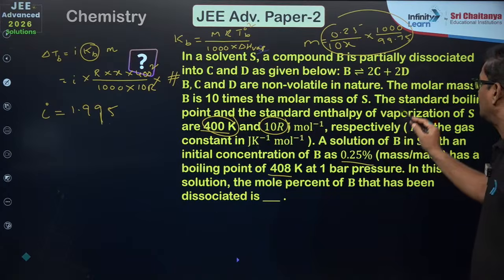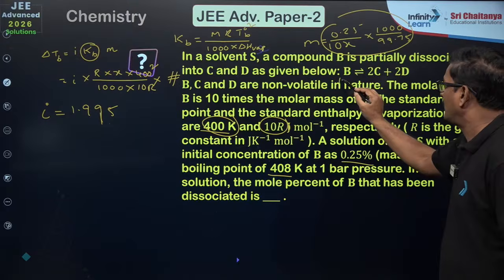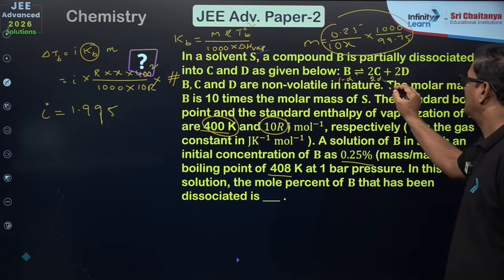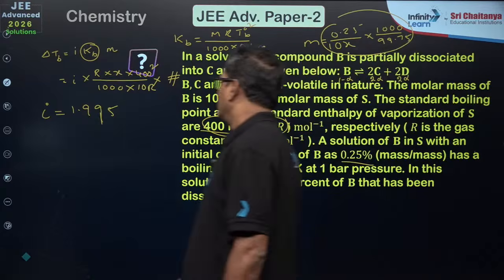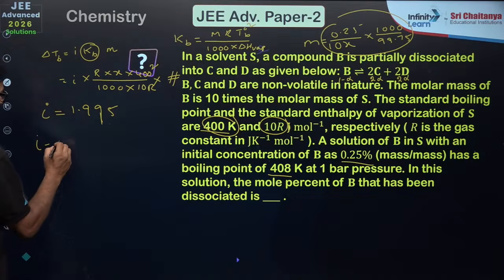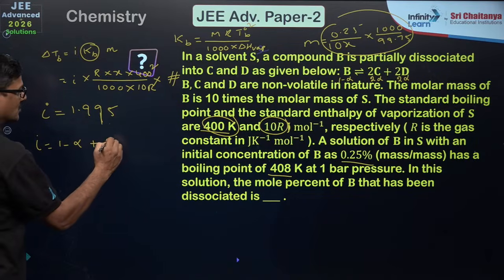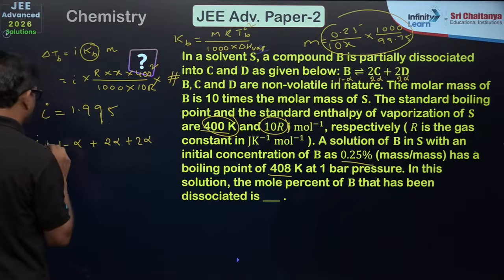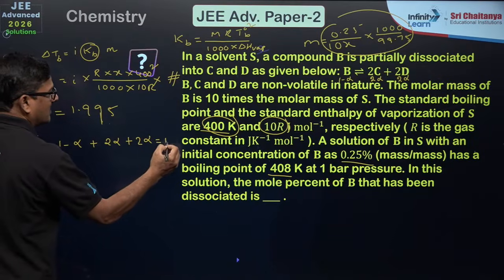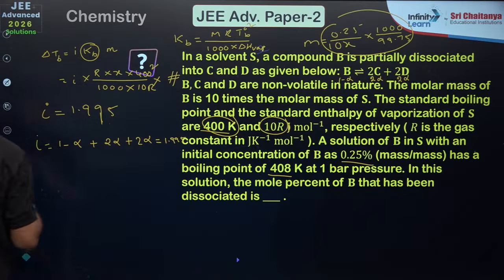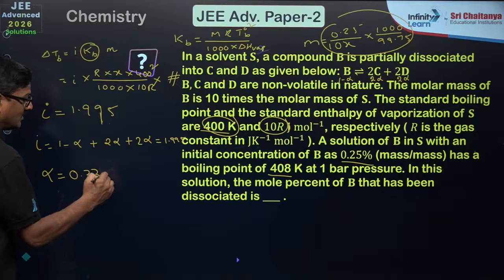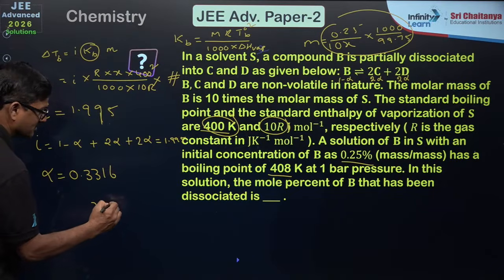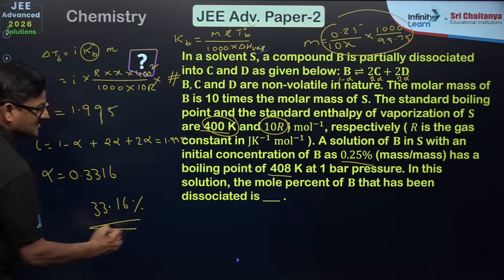So the alpha value is calculated as follows. B gives 1 minus alpha, 2 alpha and 2 alpha. So the i value is going to be 1 minus alpha plus 2 alpha plus 2 alpha, equated with 1.995. Then on solving, the alpha value is going to be 0.3316. I want to say the answer is supposed to be 33.16 percent for this question.